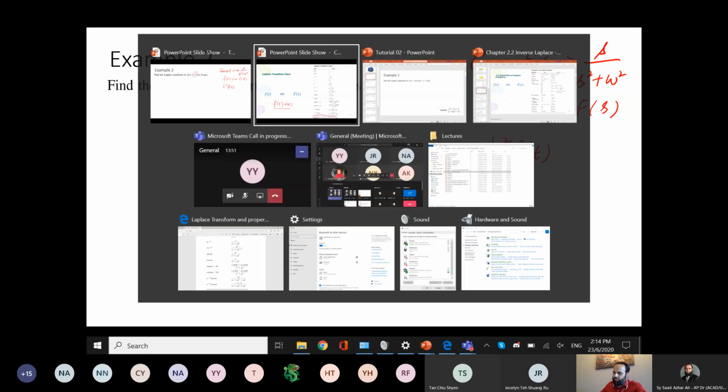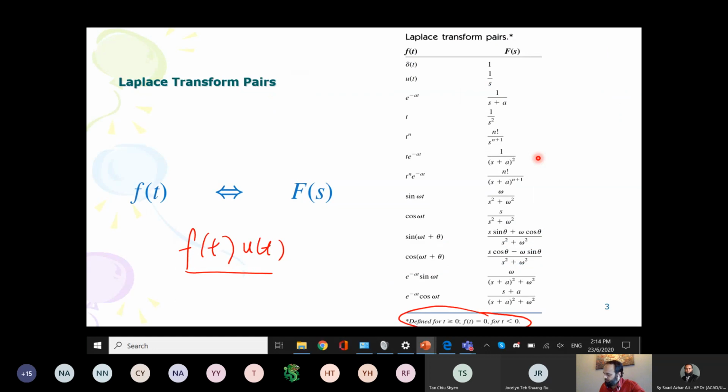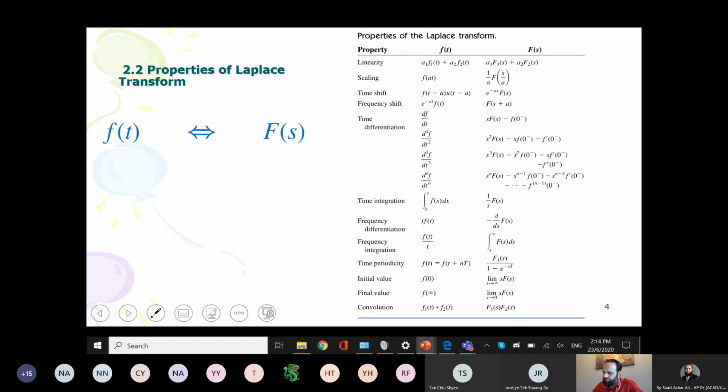We'll go back to the tables. Do we see somewhere there's a t? Which property should we use if we want to find the Laplace transform for the given function? Can anyone unmute their mic and tell me which property to use? Frequency differentiation.